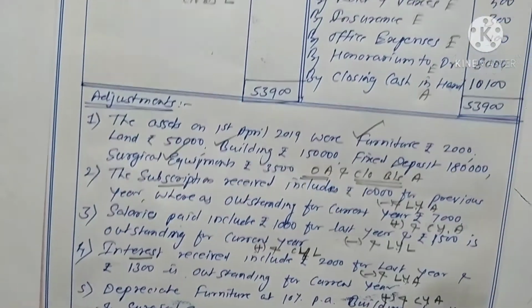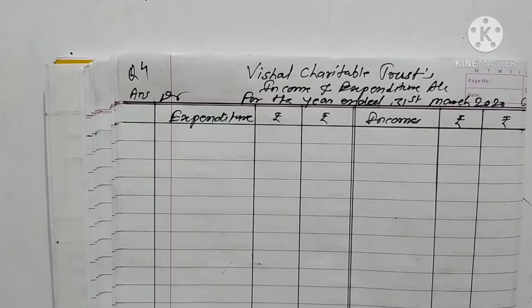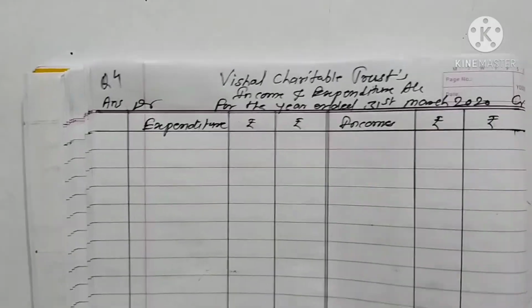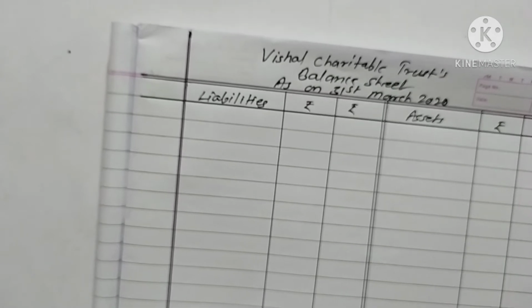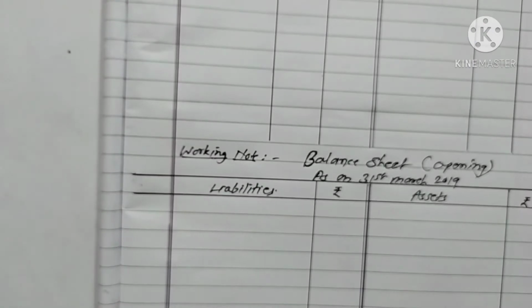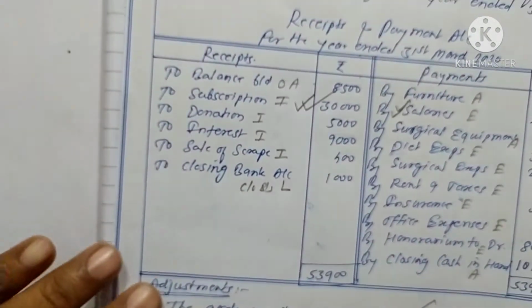Okay, now we go to the answer sheet. The answer sheet is like this. Vishal Charitable Trust income and expenditure account for the year ended 31st March 2020. Expenditure rupees, income rupees. Second part, balance sheet as on 31st March 2020, liabilities rupees, assets rupees. As a working note, we have to prepare the opening balance sheet as on 31st March 2019, liabilities rupees, assets rupees. First, we try to complete the opening balance sheet. Okay, now see the opening balance sheet.